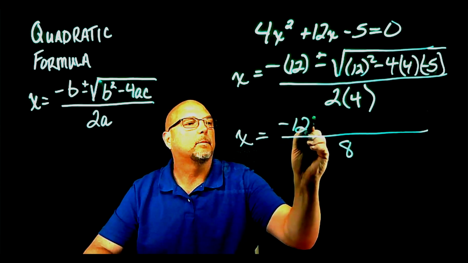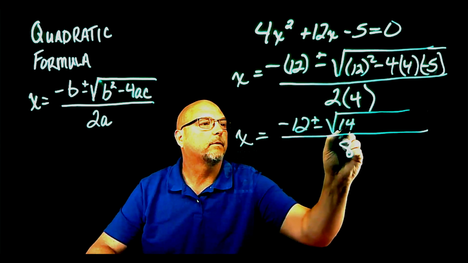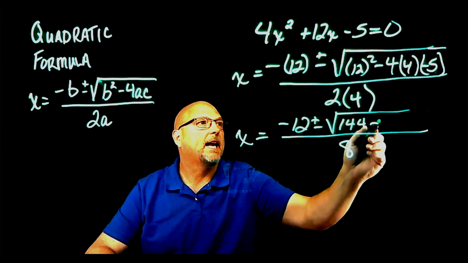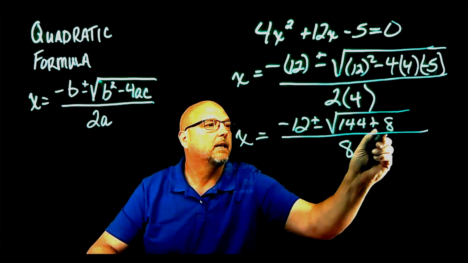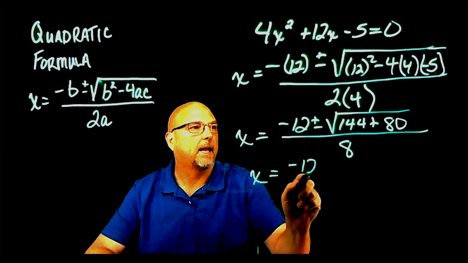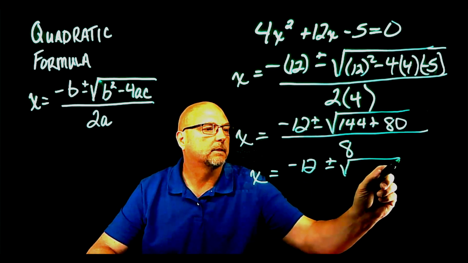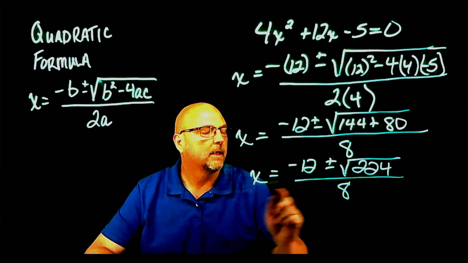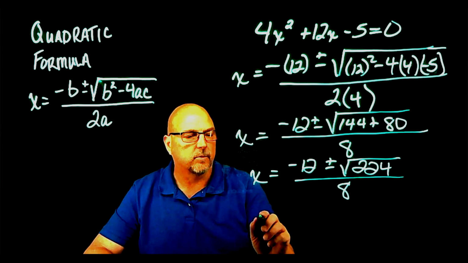Negative 12 plus or minus, let's see, 12 squared is 144. 4 times 4 is 16 times 5 is 80. And it's negative times negative, so that's going to be a plus 80. So in my next step, I guess I could add 144 and 80, and I'd get, let's see, 224 all over 8. And 224 is divisible by 16, I do believe.